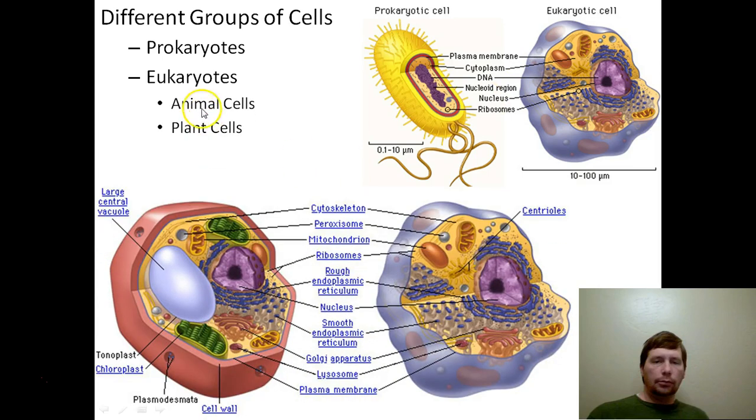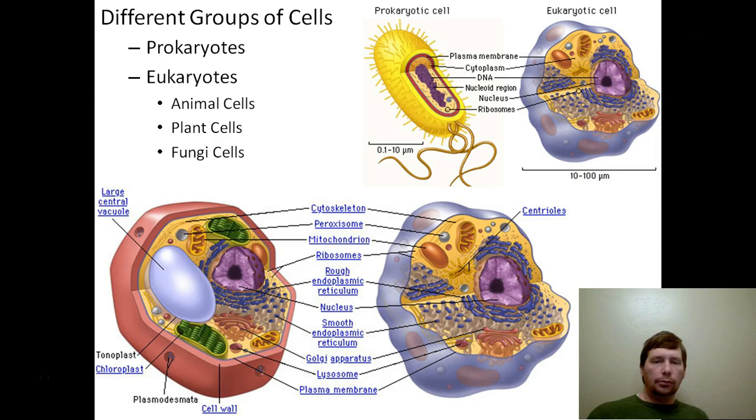Now, within the eukaryote cells, there are three different groups. You have your animal cells, your plant cells, and your fungi cells, or your fungus cells. So all animal, all plant, and all fungus cells are eukaryotes. They all belong in the same group. And a eukaryote cell, quite simply, is any cell that has a nucleus. That's one thing prokaryotes don't have. They do not have a nucleus. All eukaryote cells have a nucleus.